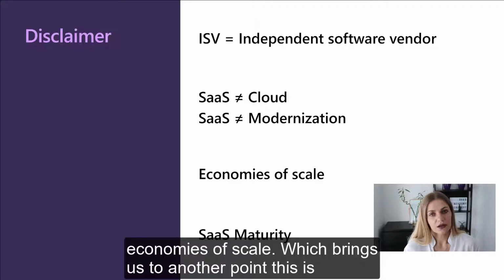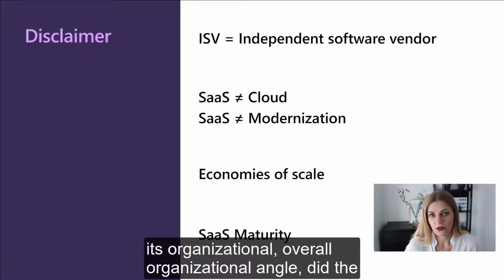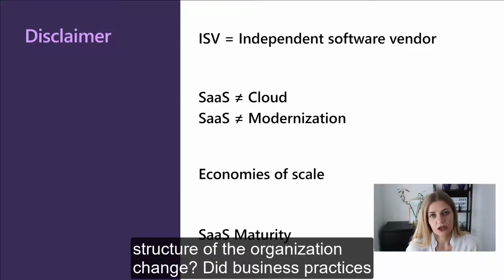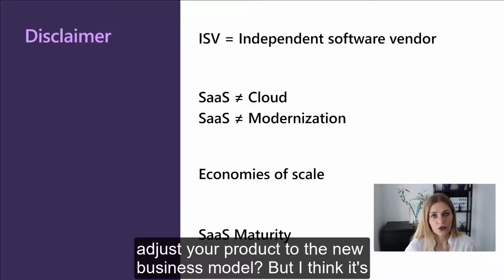Which brings us to another point, the SaaS maturity. We can look at it from different angles. First of all, it's the overall organizational angle. Did the structure of the organization change? Did business processes change? But also from a product standpoint, did you adjust your product to the new business model?